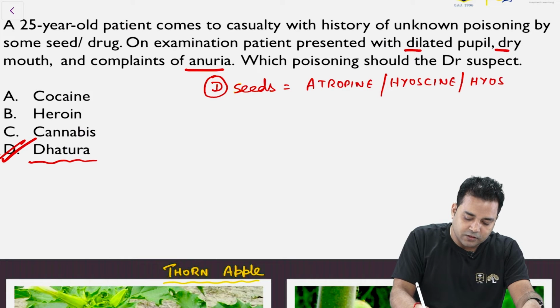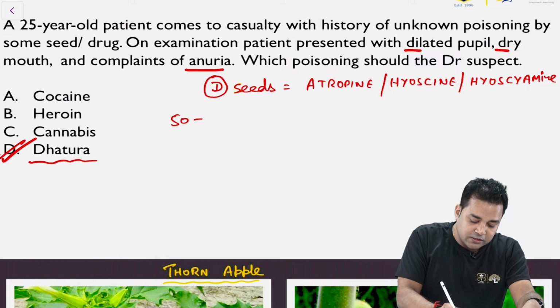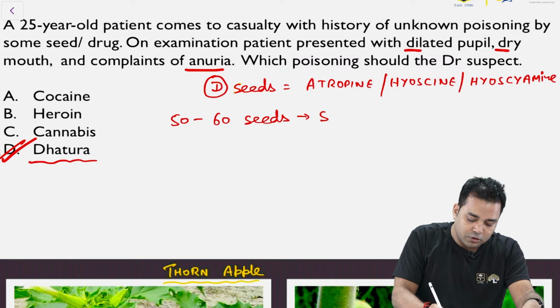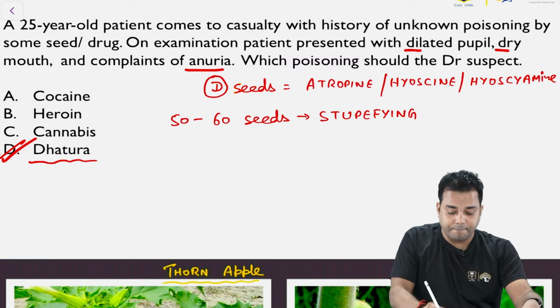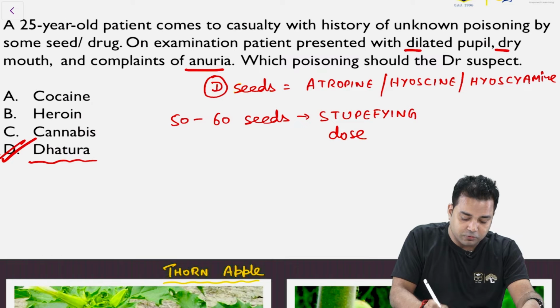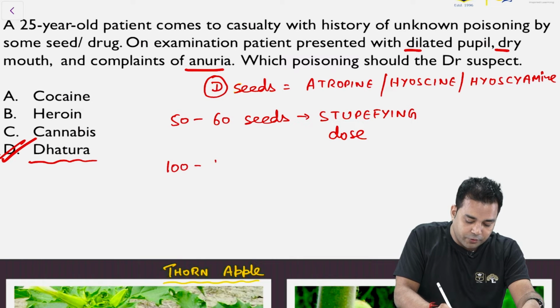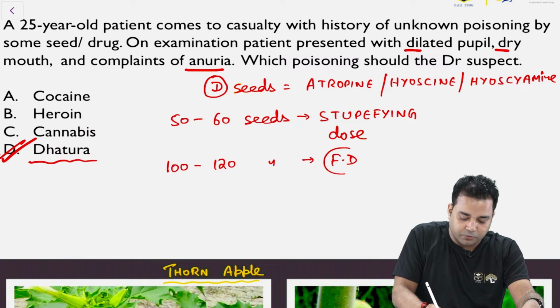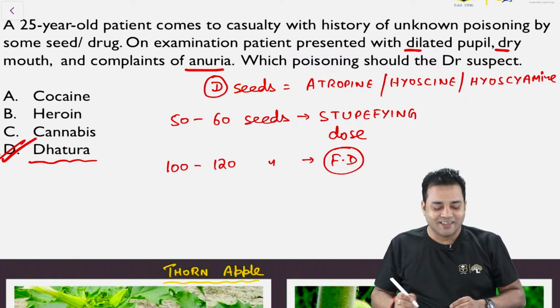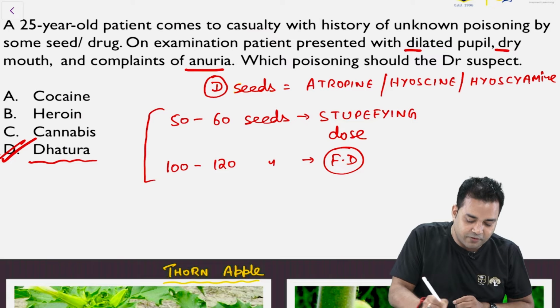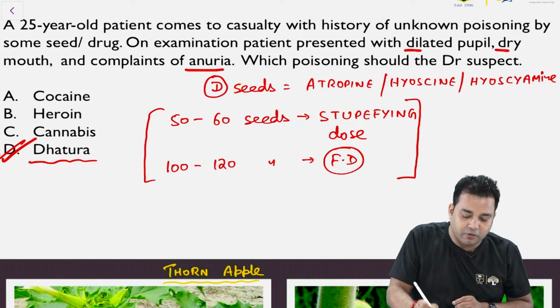So if someone consumes Datura seed, about 50 to 60 seeds will lead to stupefying nature, and the signs and symptoms of poisoning can be there. This is the stupefying dose. Just double it. 100 to 120 seeds is the fatal dose. FD for fatal dose, not fixed deposit. Fatal dose. So here you should remember the fatal dose. There are few poisons where fatal dose is important. One of them is Datura.